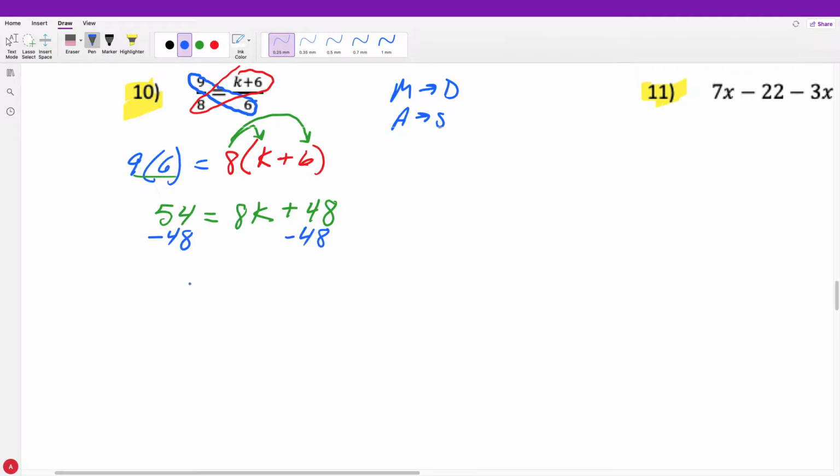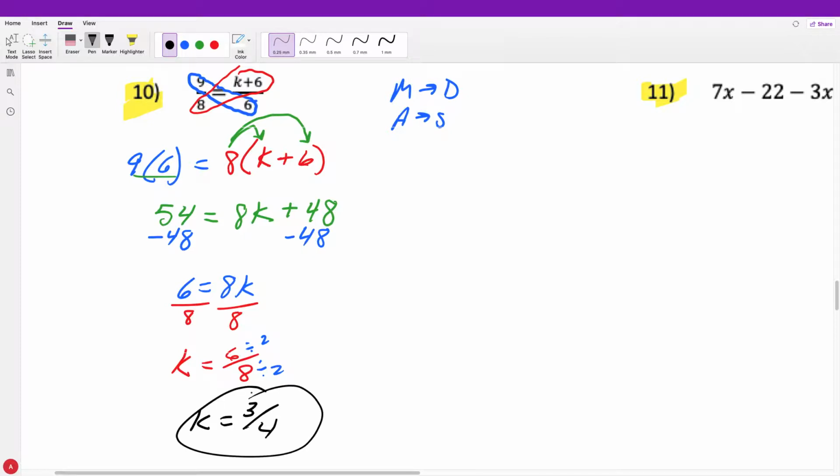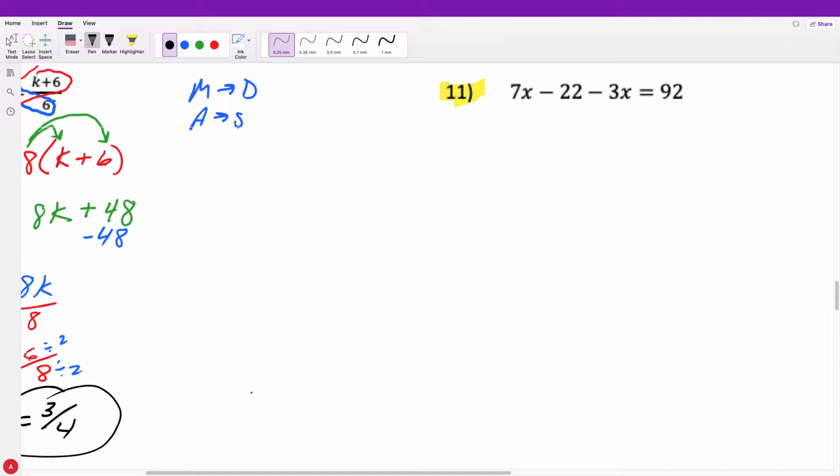So then I get 6 is equal to 8k. And then I'm going to divide each side by 8. And I get k is equal to 6 over 8. However, we must reduce our fractions. So since both of these are divisible by 2, we then will get the final answer. K is equal to 3/4. All right, so that's our final answer for number 10.